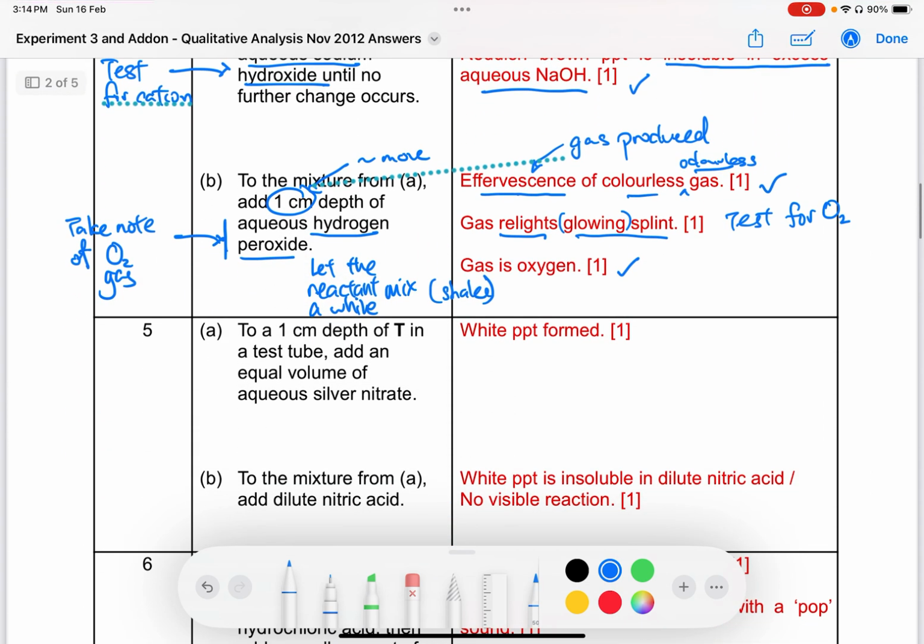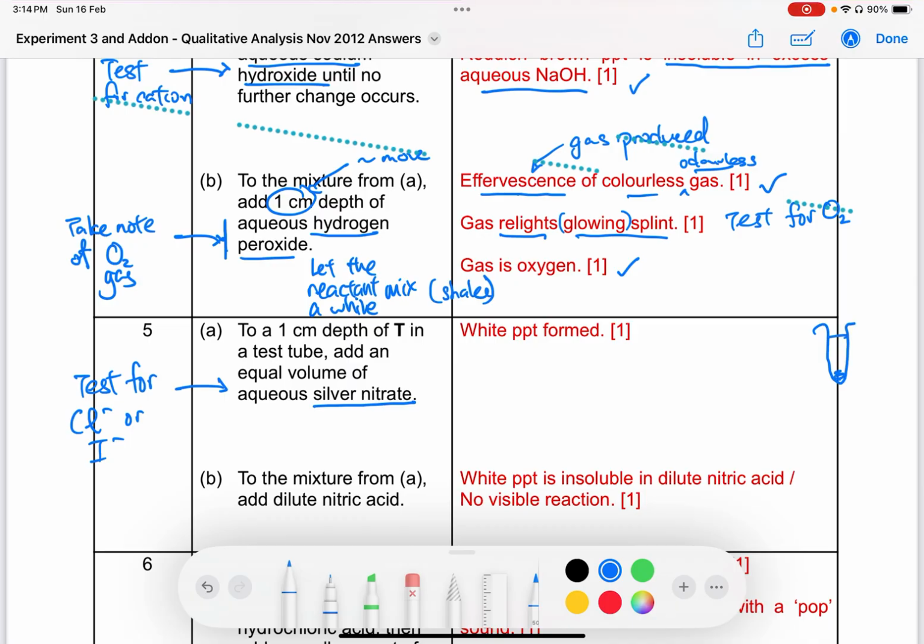Okay, next one. 1 cm cube of T at equal volume of silver nitrate. If you look at your QA sheet, this is to test for chloride or iodide. Now, because the solution is yellow, many of you wondered, is it a yellow precipitate or white precipitate? So what you could do is let the reaction settle down. Look at the bottom. You realize the precipitate is actually white in color.